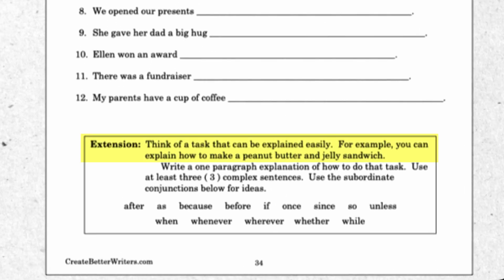Think of a task that can be explained easily. For example, you can explain how to make a peanut butter and jelly sandwich. Write a 1-paragraph explanation of how to do that task. Use at least 3 complex sentences. Use subordinate conjunctions below for ideas. So it gives you a word bank. Those are all the subordinate conjunctions, which they'll need to write their dependent clauses. And they need a dependent clause to write a complex sentence.